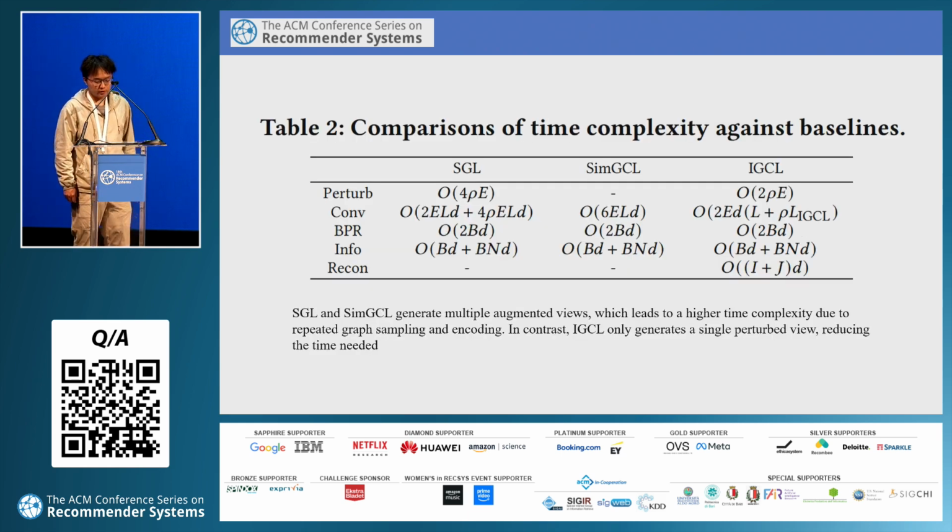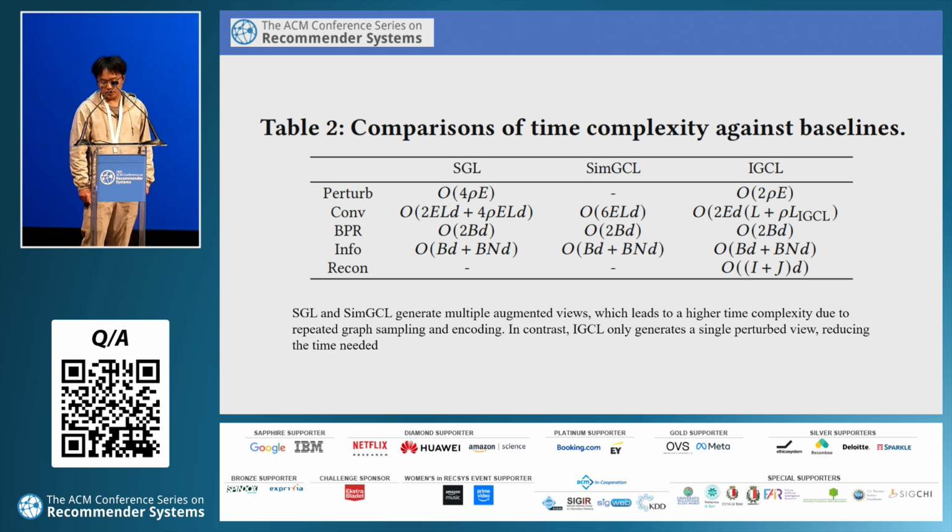They first analyzed the time complexity across various components, including the vital parts in existing graph contrastive learning methods: perturbation, graph encoding, and loss function. The primary difference in time complexity comes from the perturbation process and the number of graph encodings needed for each augmented graph. For instance, SGL and SIM-GCL generate multiple augmented views, which leads to a higher time complexity due to repeated graph perturbation and graph encoding.